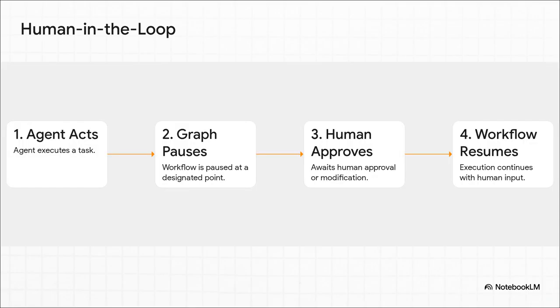And maybe one of the most critical features this enables is what's called human-in-the-loop oversight. This is huge. It means LangGraph can literally pause the entire workflow at any point you tell it to, wait for a real person to come in and approve or maybe even change the agent's plan, and then, and only then, does it resume. For any kind of high-stakes task where you need a human sanity check, this is absolutely essential.